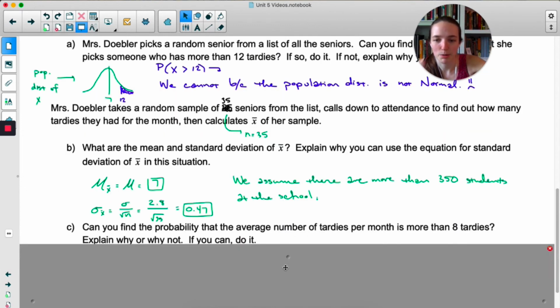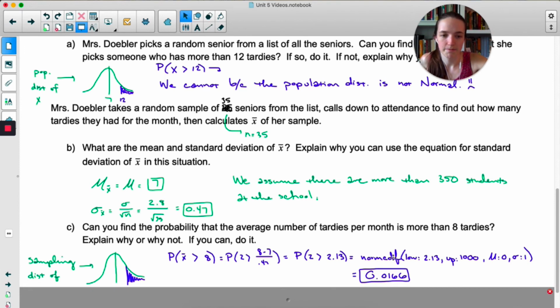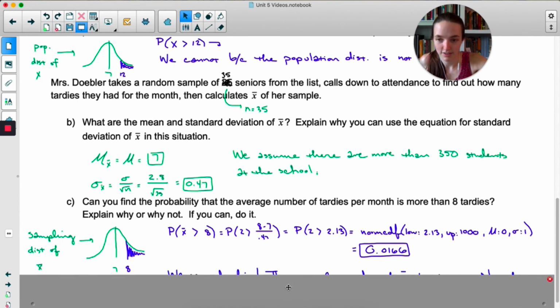Okay, let's get right into the probability. So here's our sampling distribution of X bar. Mean was 7. Probability that we have 8 or more tardies as our X bar. So 8 is over here, and or more means we're shading to the right. In symbols, we are finding the probability that X bar is greater than 8. Z-score, norm CDF. There's only a 1.66% chance that the average number of tardies in my sample is more than 8. Pretty low chances.